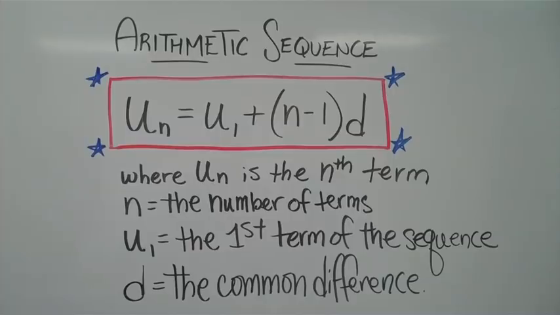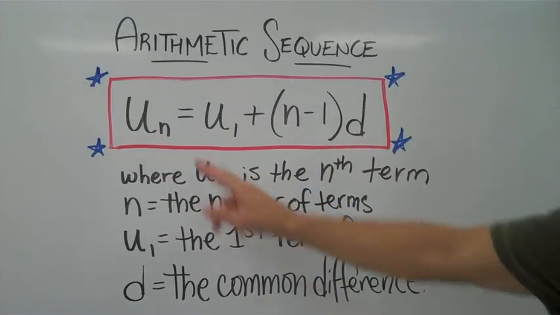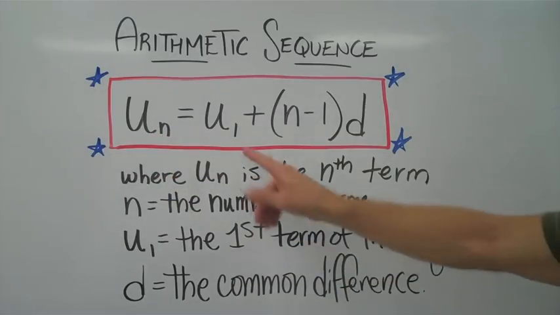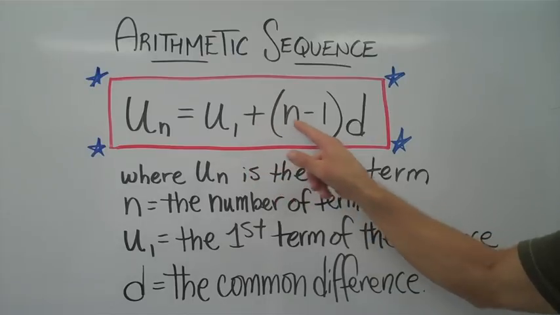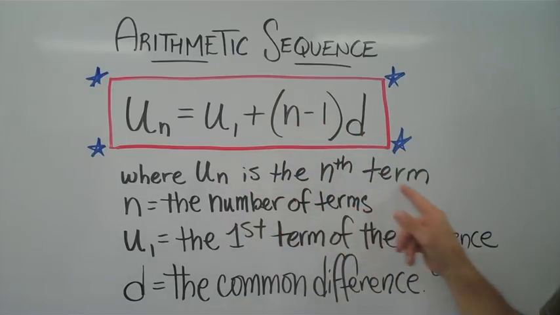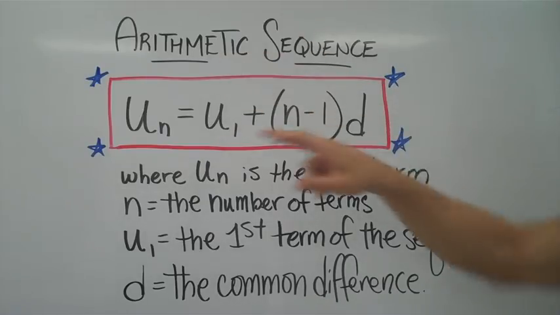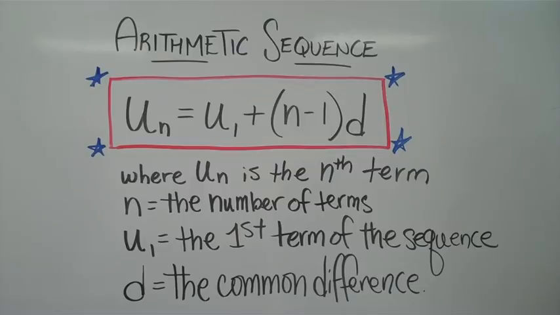For an arithmetic sequence, here is what you need to know to find the nth term. If we're looking for Un, that's some nth term, we take the first term, U1, plus n minus 1 times d. Un is the nth term, n is the number of terms we're looking for, U1 is the first term in the sequence, and d is our common difference. Look, we've got 4 stars here and a red box. It must be important. Un equals U1 plus n minus 1 times d.